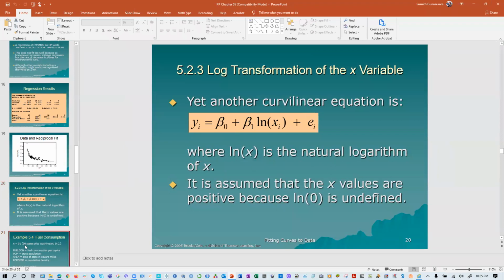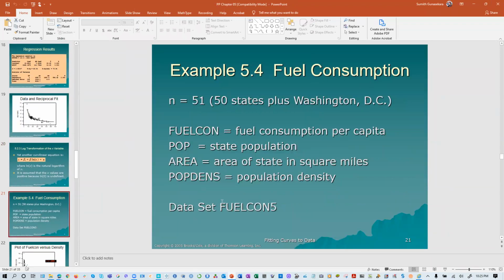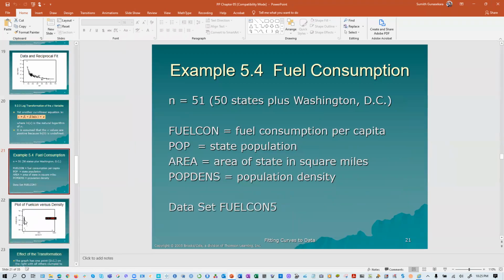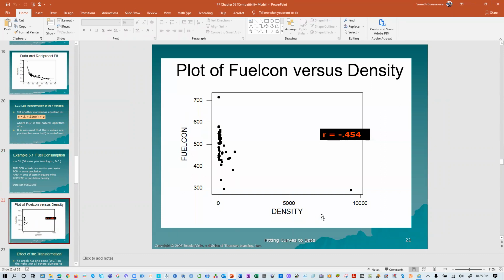Another one is this one. Fuel consumption, fuel con 5. See, fuel consumption per capita, state population, area of state in square miles, population density. If you plot the fuel consumption versus the density, look here. It's scattered. You cannot do anything. It looks like a vertical line, and there's an extreme value over here too, an outlier. There's no way you can fit curvilinear, inverse, regular, simple, quadratic. Nothing is going to work here.